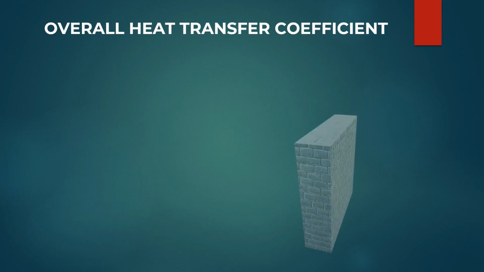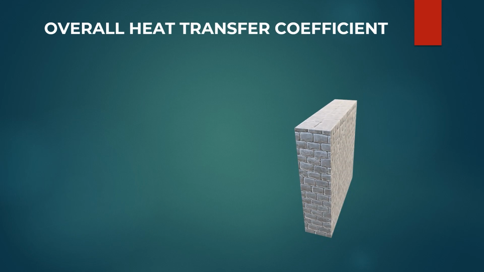So for example, this is a wall and its outside temperature is T1 and inside temperature is T2, and the difference between the outside and inside temperature is delta T, that is T1 minus T2, and heat is transferred naturally from outside to inside.